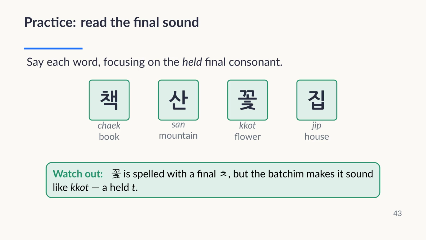Now the romanizations and meanings appear. Chaek, a book, san, a mountain, kkot, a flower, jip, a house. The one to double-check is kkot. Even though your eye sees a CH letter on the bottom, your mouth should say a held T. This is the most common batchim trap, so practice kkot a few times until saying T for a written CH at the bottom feels natural.